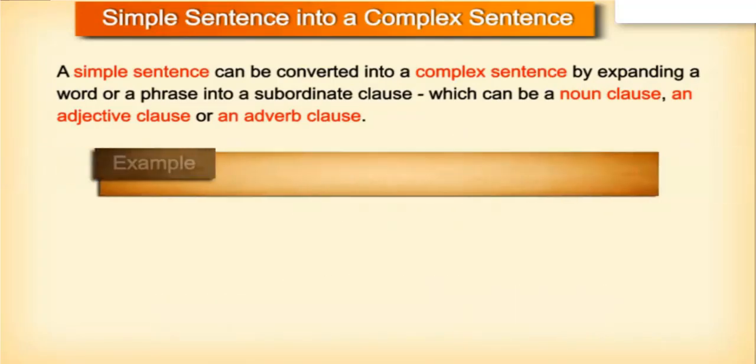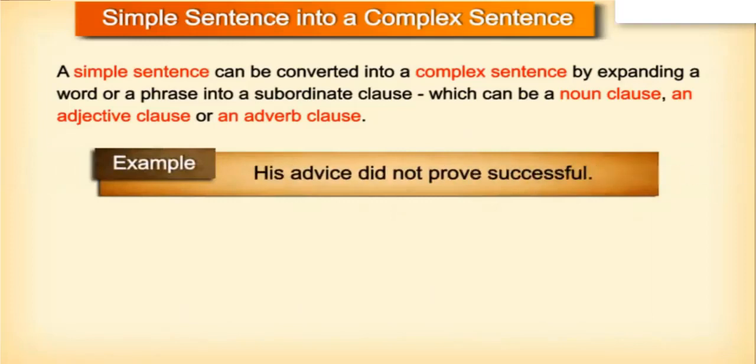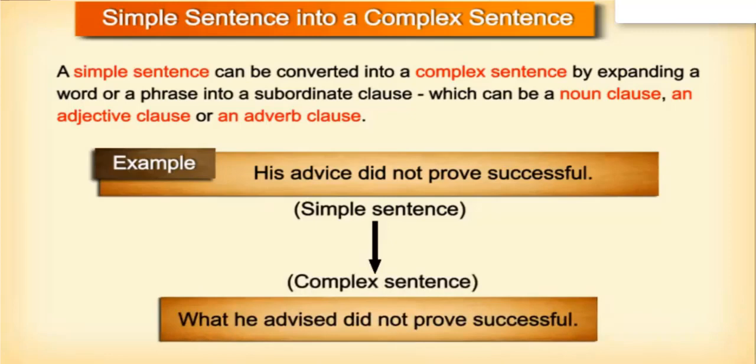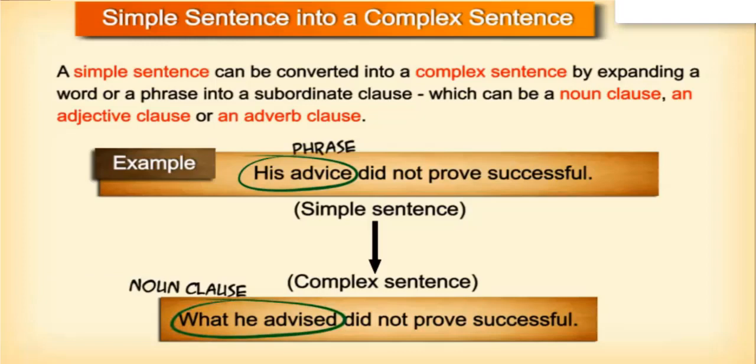Let us take another example. His advice did not prove successful. This is a simple sentence. Its corresponding complex sentence will be, what he advised did not prove successful. Note, here we have expanded the phrase, his advice, into a subordinate clause, what he advised, which is a noun clause.